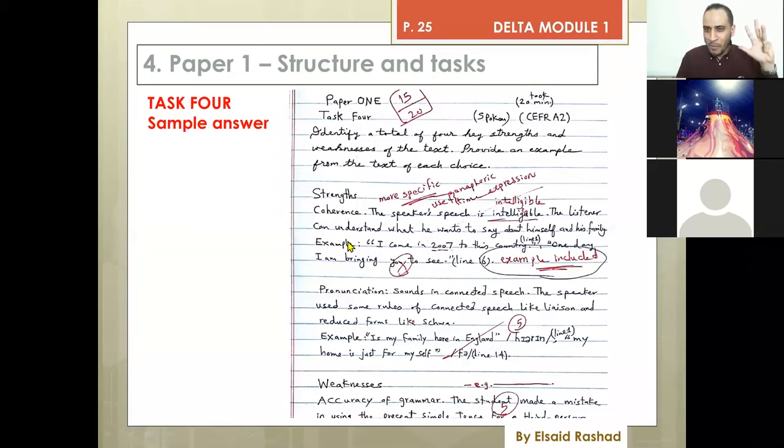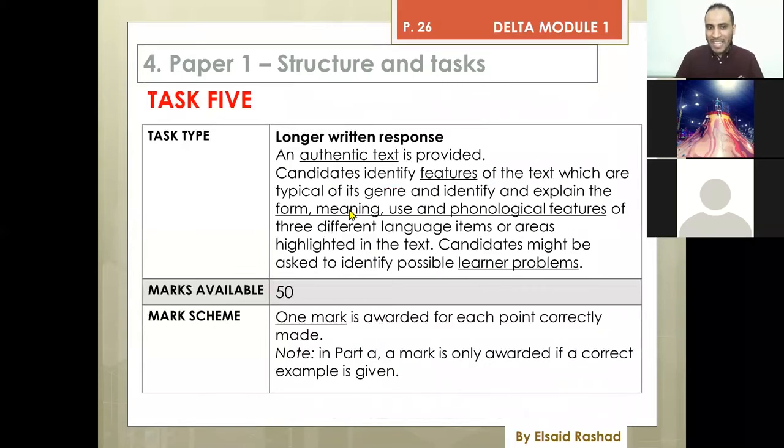How many marks? Remember, do you remember? Elephant memories. Come on. How many marks for paper 1, task 1, 2, 3, and 4? How many? 50. And the other 50 marks are for task 5. So task 5 is the big boss here. You need to understand very well. You need to get as many marks as you can here.